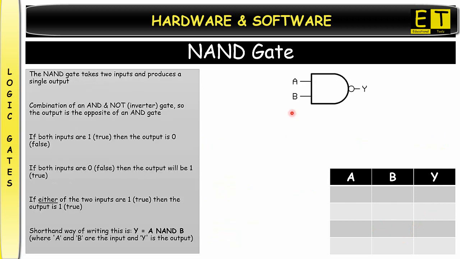The NAND gate. The NAND gate is a combination of the AND and NOT gate, so the output is the opposite of an AND gate. The NAND gate takes 2 inputs and produces a single output.